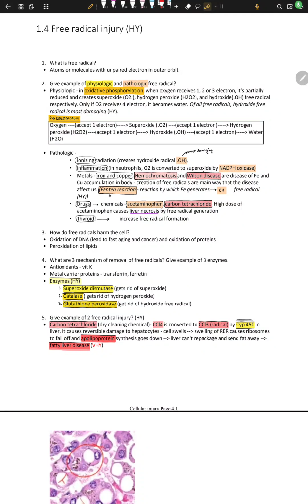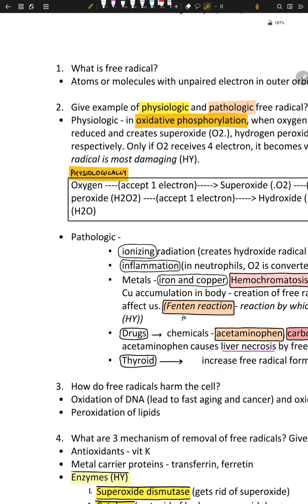Free radical injury is a very high yield topic, and it's a very small topic. Let's study it very fast. So what is a free radical? A free radical is free, and it's radically dangerous.